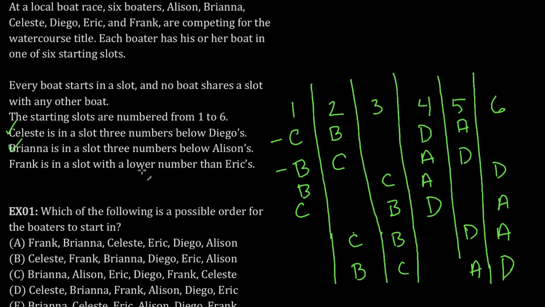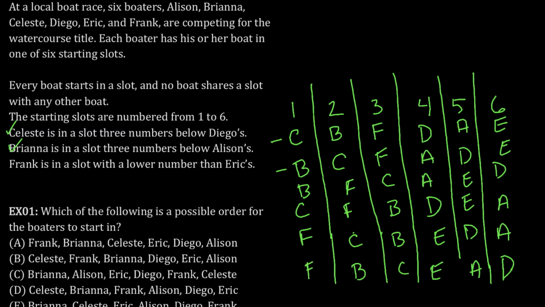Frank is in a slot with a lower number than Eric. So Frank goes here, then Eric goes here. It couldn't be the other way around, so that's the only place I can put it, because there's only 2 slots, if you notice, in each of these. So Frank has to be below Eric. Frank has to be below Eric one more time, and last one, Frank below Eric.